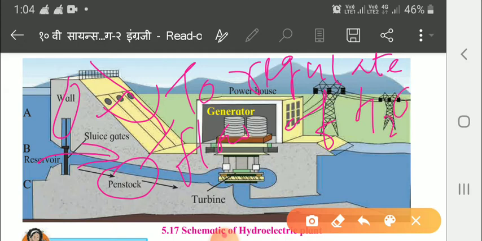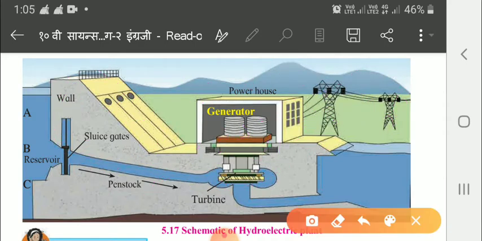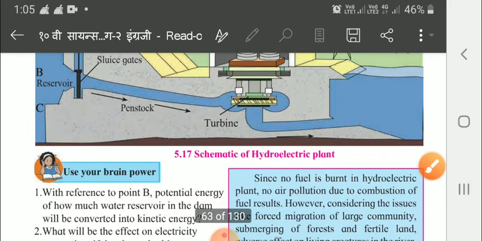Now children, here we can see this is the generator, and here we can see this is the turbine. When the water flows, the turbine moves. Due to that, energy is provided to the generator, and the generator creates the electricity which is supplied to the transformer. So this is the schematic of the hydroelectric power plant.